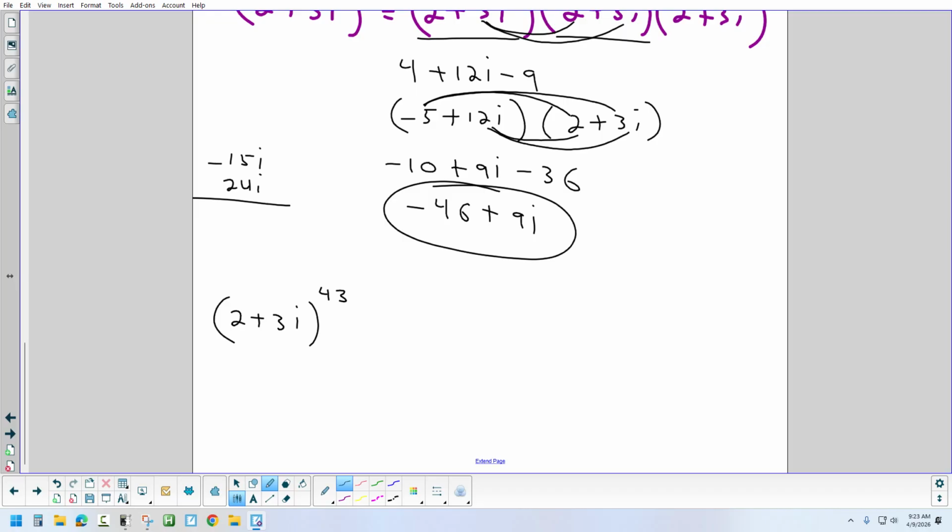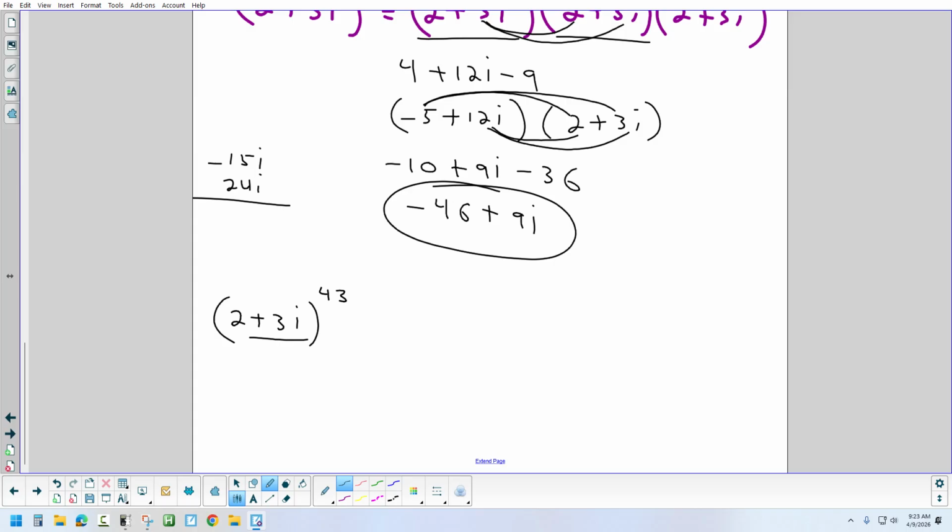There are some shortcuts you can use, but it's still going to take a long time, and the chances of making a mistake are pretty good, because you're going to have hundreds of multiplications and additions. You're going to make a mistake if you try to do that in standard form. So we're not going to do it in standard form. We're going to do it in polar.